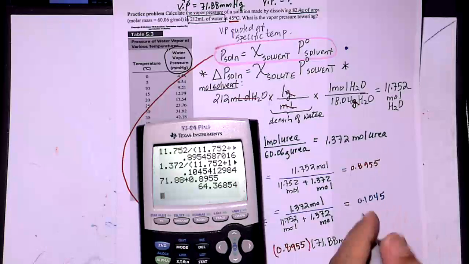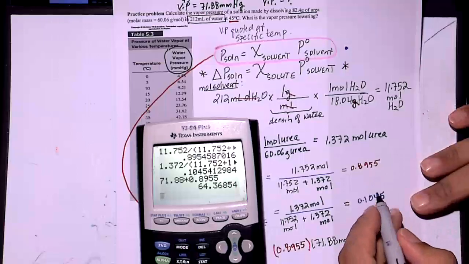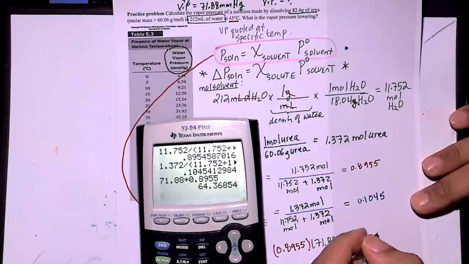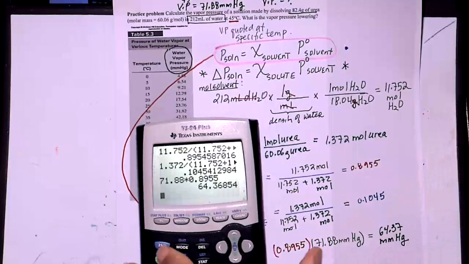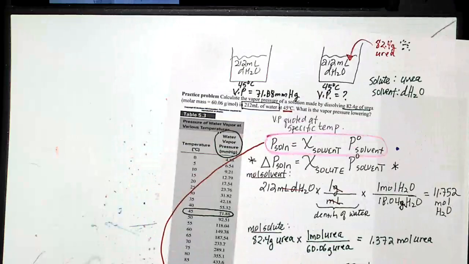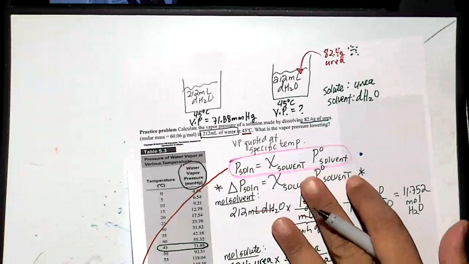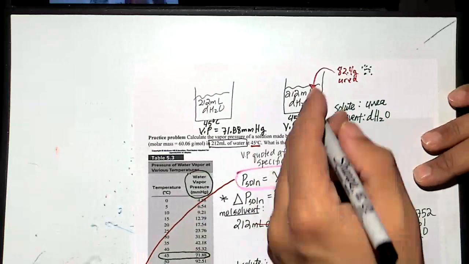So it went down from 71.88 to 64.37. This is our answer. And it lowered. Okay, that's what we expected.